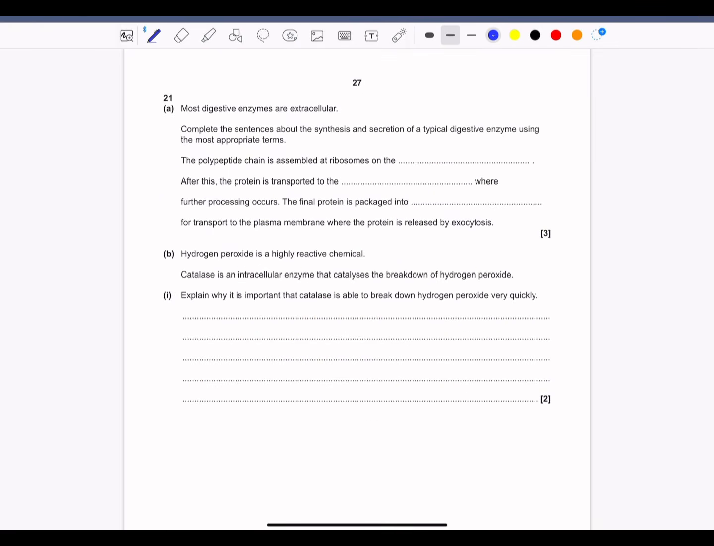Following question is 21a. Most digestive enzymes are extracellular. Complete the sentences about the synthesis and secretion of a typical digestive enzyme using the most appropriate terms. The polypeptide chain is assembled at ribosomes on the rough endoplasmic reticulum. So on the mark scheme, you could have abbreviated it or written out the entire phrase. Then after this, the protein is transported to the Golgi, so the Golgi body or Golgi apparatus, where further processing occurs. The final protein is packaged into vesicles for transport to the plasma membrane, where the protein is released by exocytosis.